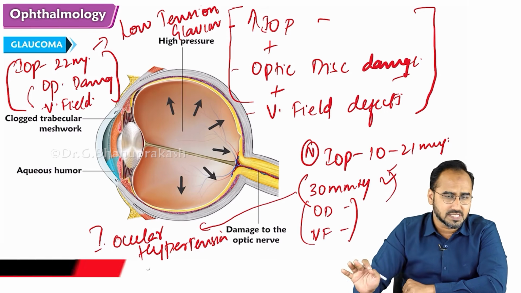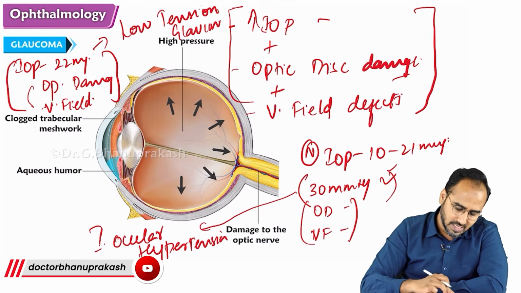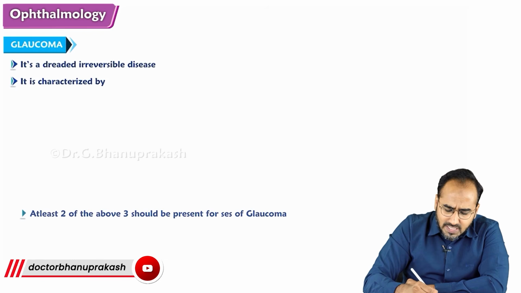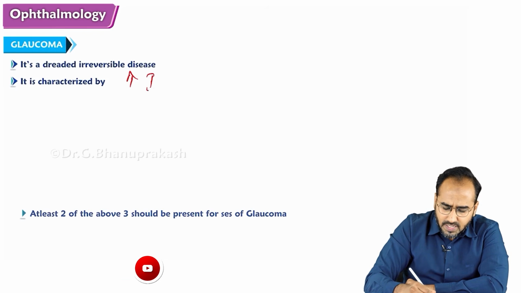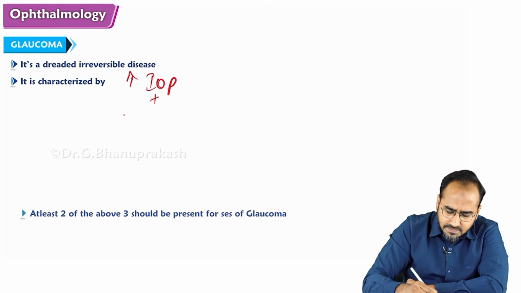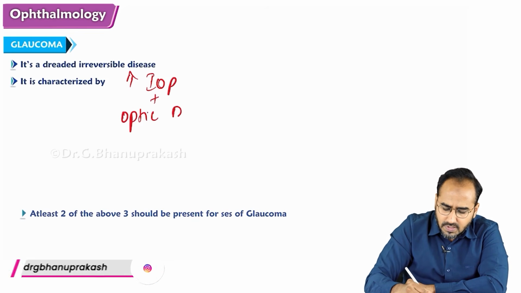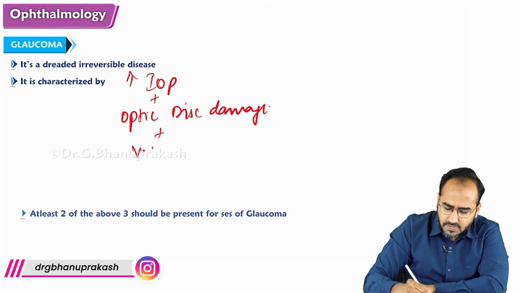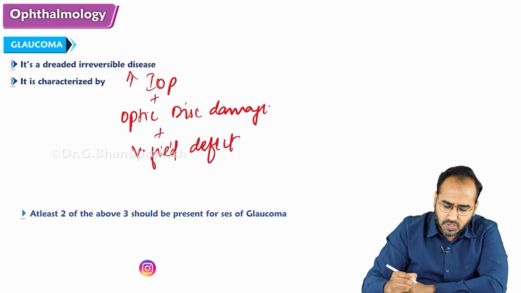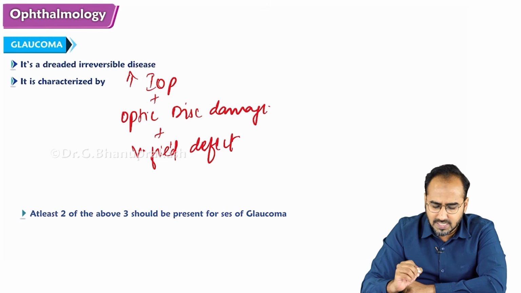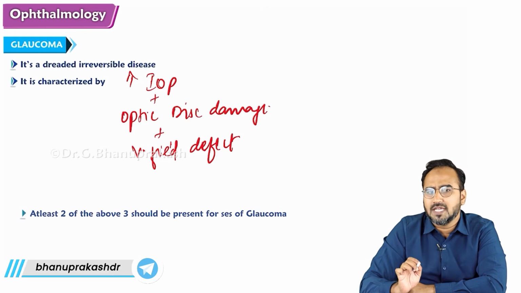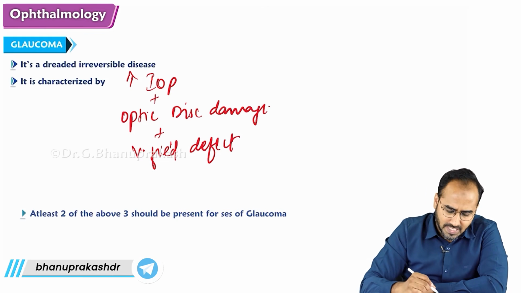Glaucoma is defined by these three things. Any two of the above three is called glaucoma. Glaucoma is a deadly, irreversible disease which is characterized by, as we have already discussed, raised intraocular pressure plus optic disc damage plus visual field defect. This is called glaucoma. At least two should be there from the above three, then only it is said as glaucoma.